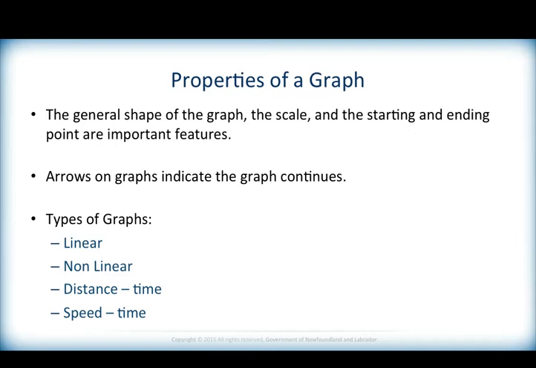So the properties of a graph: the general shape, the scale, and the starting and ending points are important features. Arrows on graphs indicate that the graph will continue on in different directions. There are four types of graphs that we will look at in this section: linear, nonlinear, distance time, and speed time.